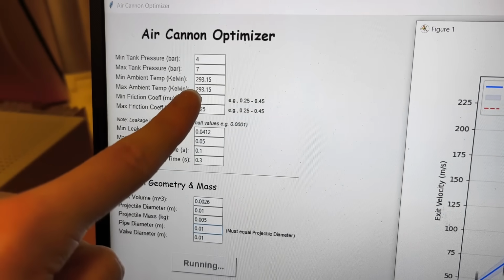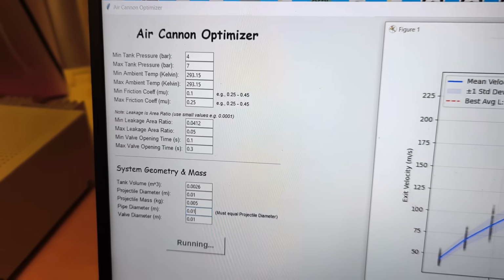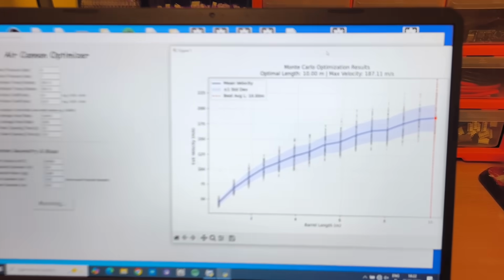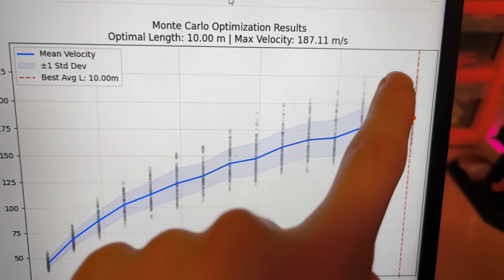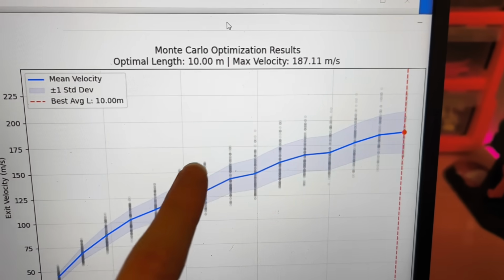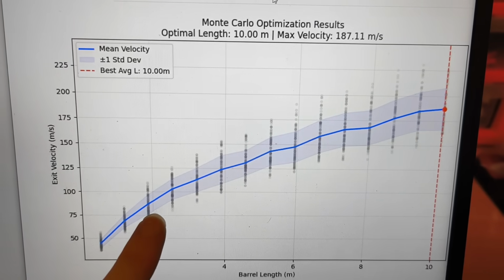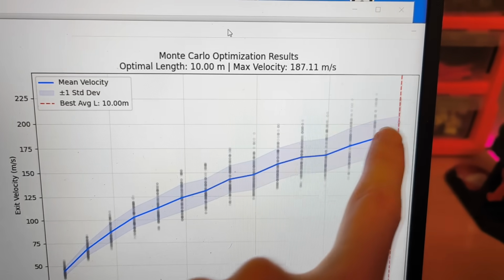In this tool, you can input the estimated value ranges as well as the fixed values to get this graph which optimizes for barrel length. Each gray dot is one simulated launch. The blue line is the average performance, and the shaded area shows how consistent the result is. The best barrel length isn't just the fastest, it's a compromise between the most reliable and the fastest barrel, with a length that is reasonable.